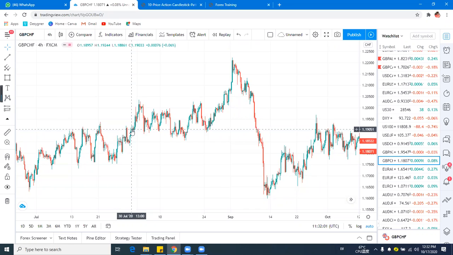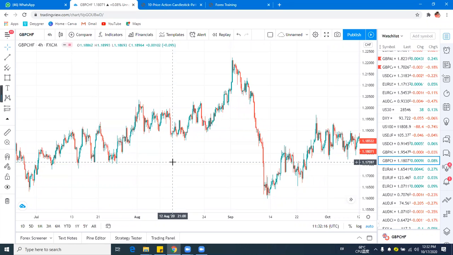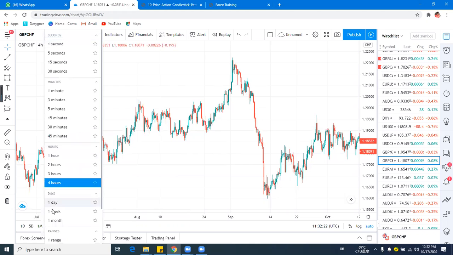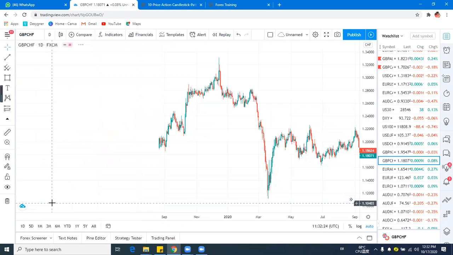However, support can change to resistance, and resistance can also change to support. And I will show you now. The first thing that happens when you open your chart, you are confused. You see a lot of lines. You don't know what to do. The first thing you do is to draw your support and resistance lines. Take your chart to your daily chart. I will tell you why.